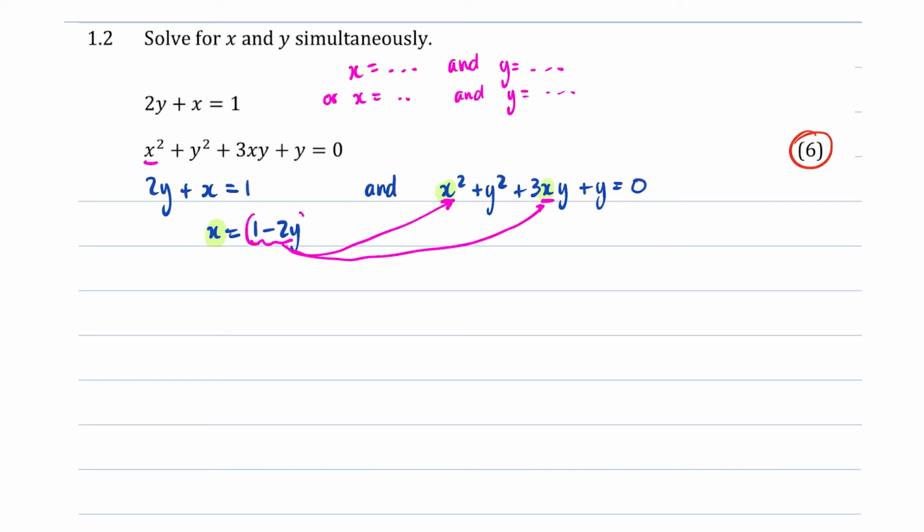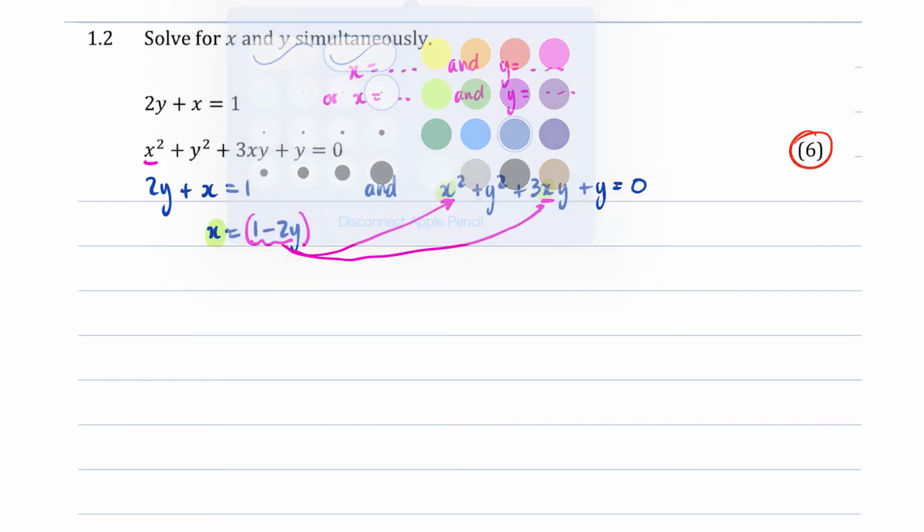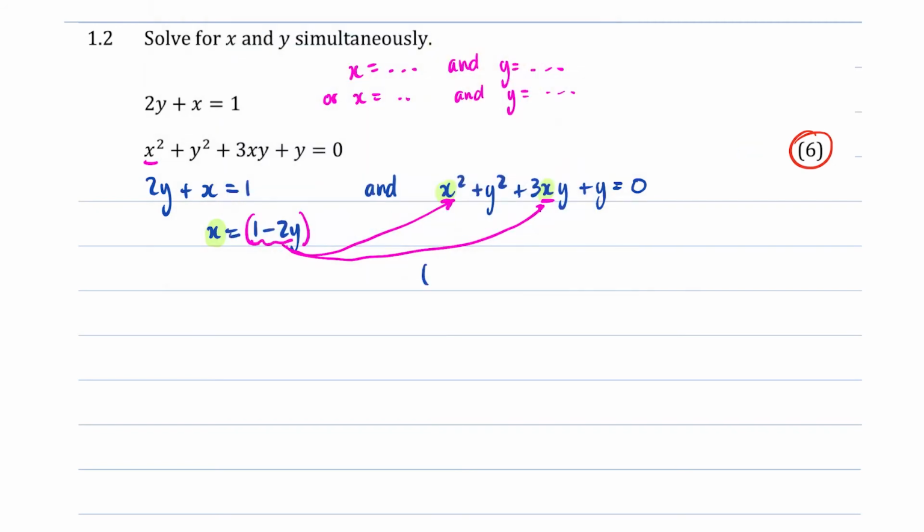But when we replace, and especially considering that we've got two terms here, we must keep those terms in brackets. So we're saying x squared means 1 minus 2y squared, plus y squared, plus 3 times that x value, 1 minus 2y. But then we still need to multiply it by y, 3xy. And then finally, we have to add that y.